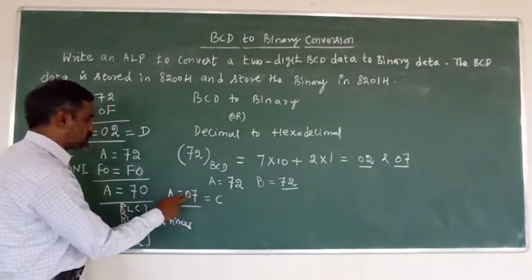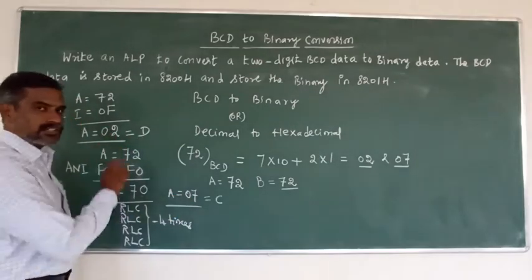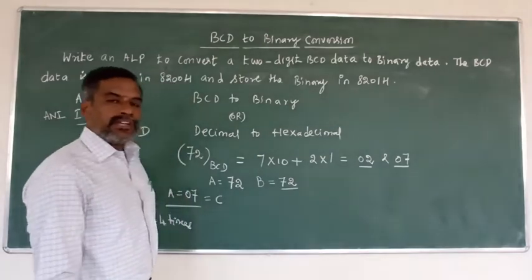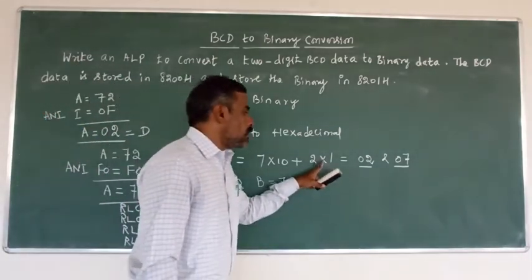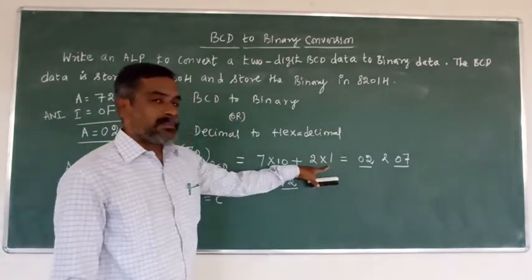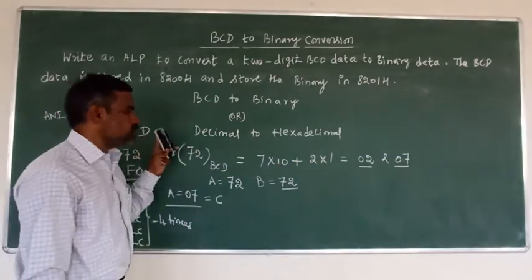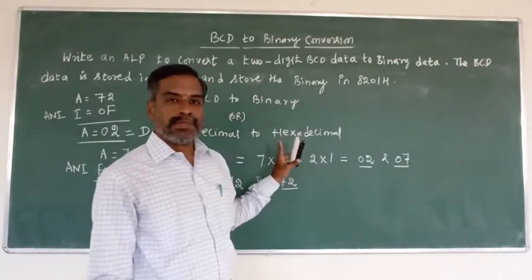Now C register 07 and D register 02. Now 2 into 1. Multiply with the ones, we will get the same result, so no need to multiply.